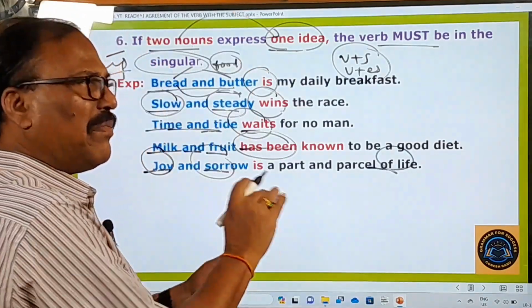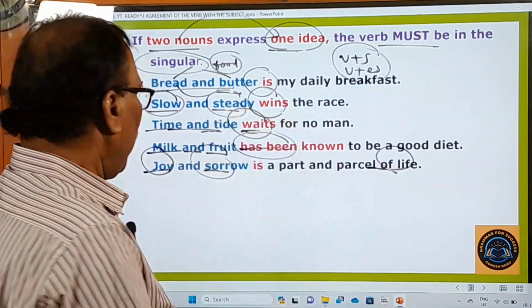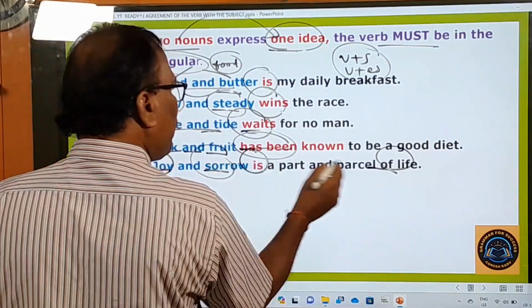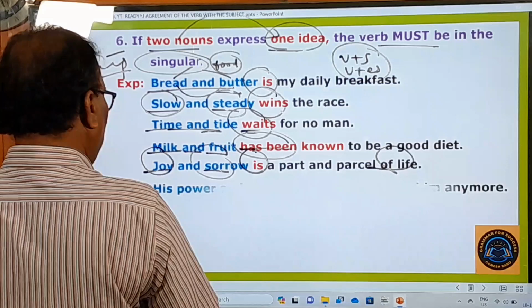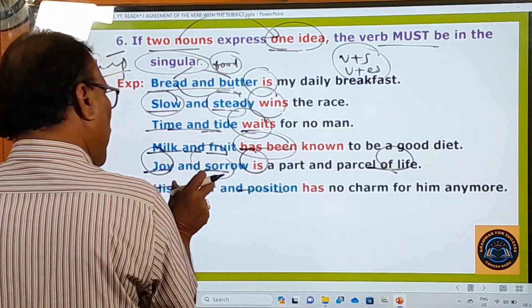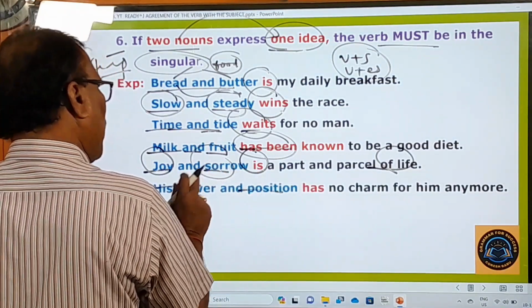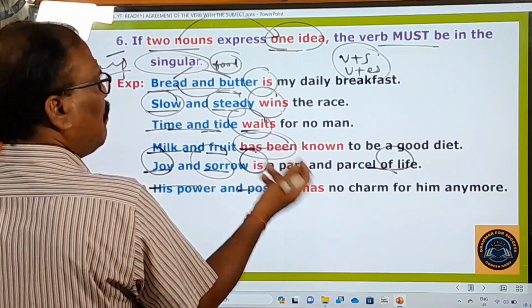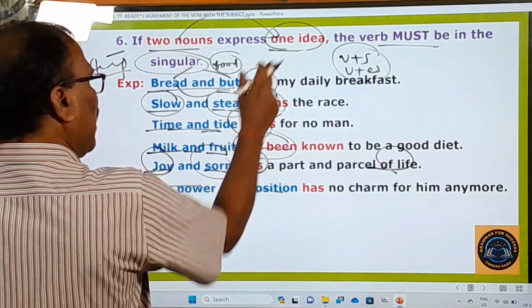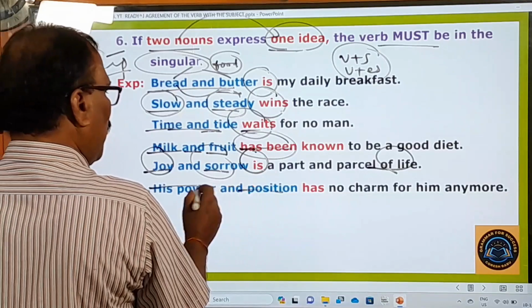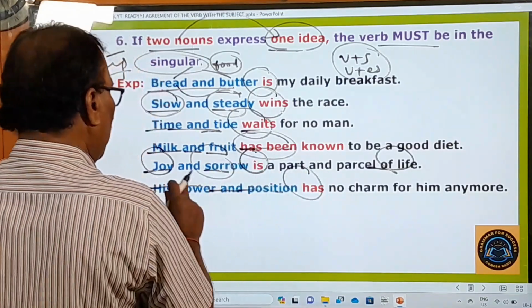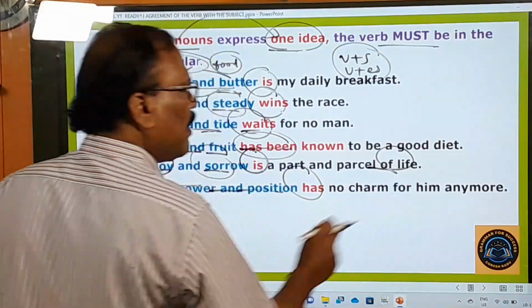They convey the idea of the essence of life, right? Joy and sorrow is a part and parcel of life, right? And here, his power and position. Power is powerful, position is also powerful. Power and position, they are conveying the same idea, one idea, therefore singular subject and singular verb. So his power and position has no charm for him anymore.